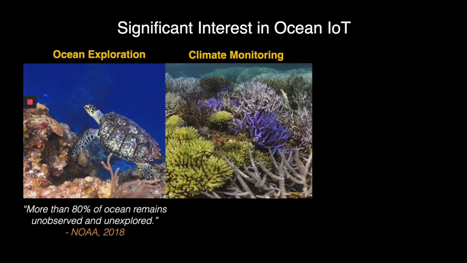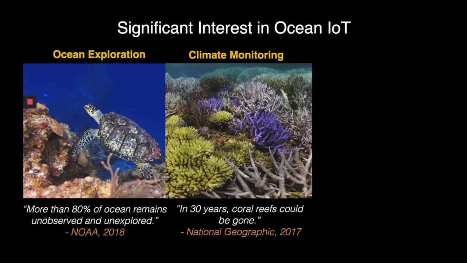Ocean IoT has also application in underwater climate monitoring. According to National Geographic, in 30 years, coral reef could be gone due to the bleaching. It is extremely important to monitor them now because they are a fundamental part of the health of our planet and its ecosystems. With Ocean IoT, we can build a technology that can image coral reef and monitor them over time and extract the information and send it to us using Internet of Things.